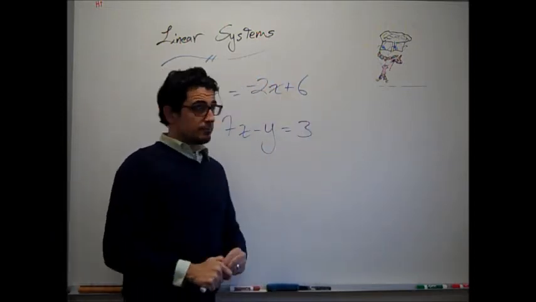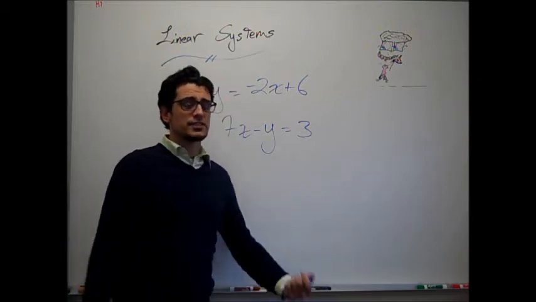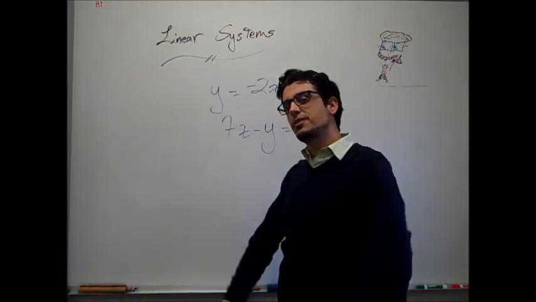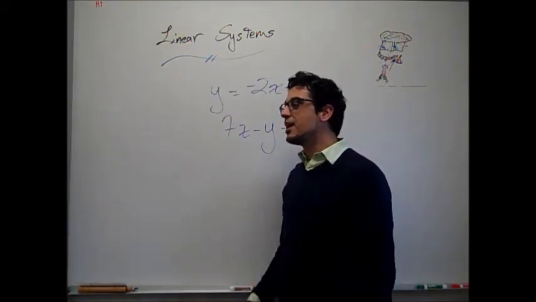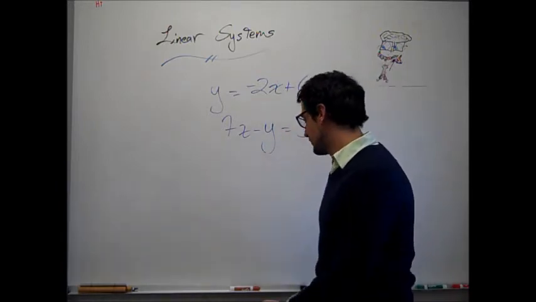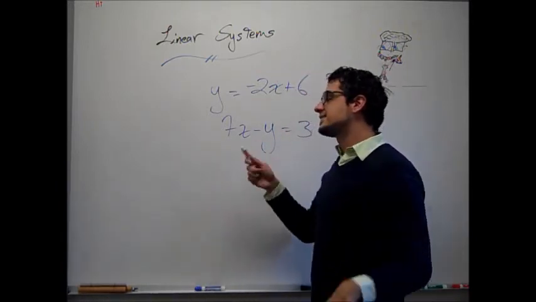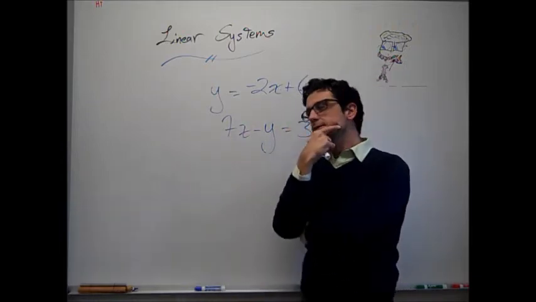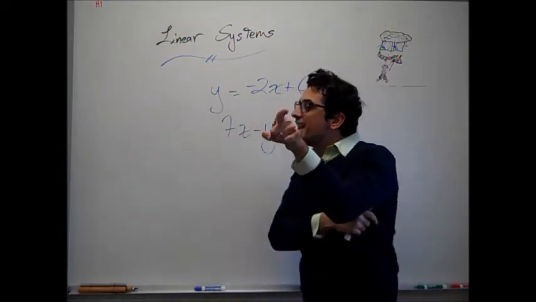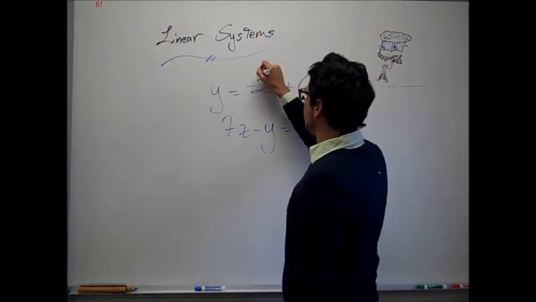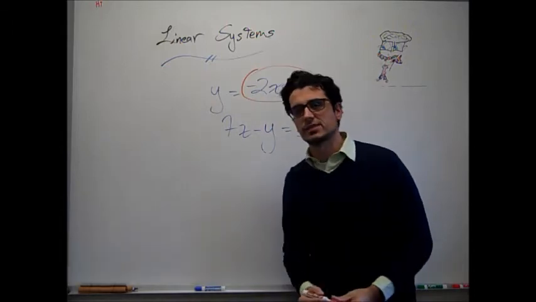Now, I'm going to go over linear systems today using the substitution method. Substitution method means I'm going to be plugging in for something. In both of these cases, these are two lines that are crossing into each other, so what I'm trying to do is see where they cross. Now, do I know the value of x? No, not yet. Do I know the value of y? Not exactly, but check this out. I do know that the value of y is equal to negative 2x plus 6.